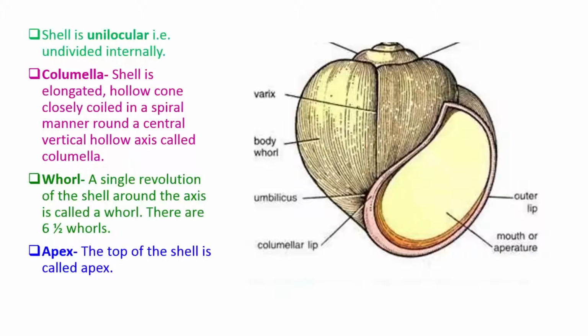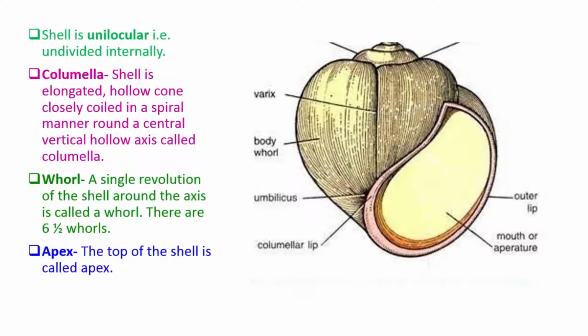It is somewhat smaller in male and larger in female. Means sexual dimorphism is there. Shell size also comes under the sexual dimorphic character. Male has a smaller shell while female has a larger shell.